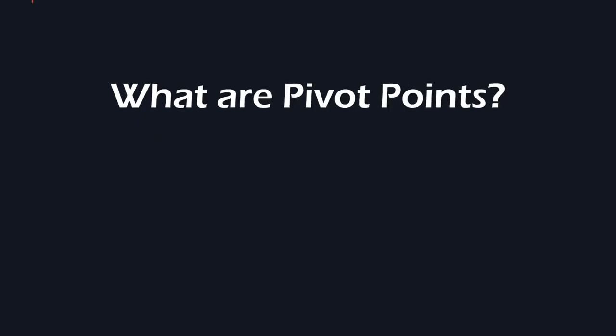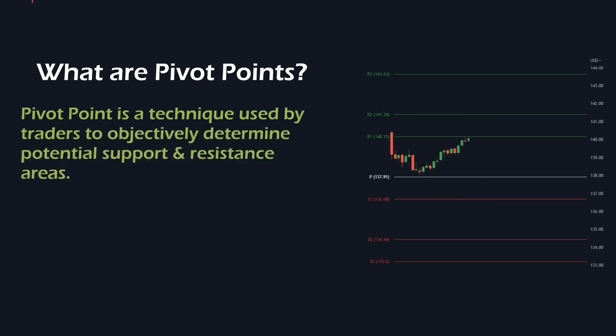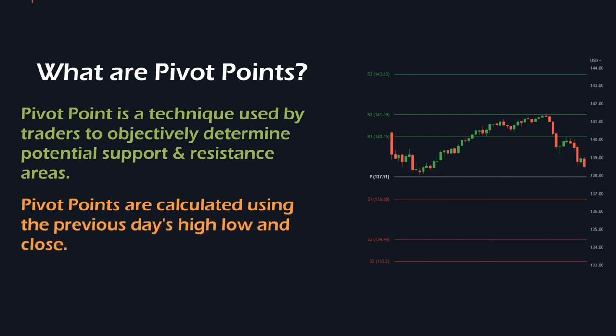What are pivot points? A pivot point is a technique used by traders to objectively determine potential support and resistance areas. Pivot points are calculated using the previous day's high, low, and close. In addition, other small calculations determine the outside points. You don't actually have to do the math because the trading platform will do it for you.